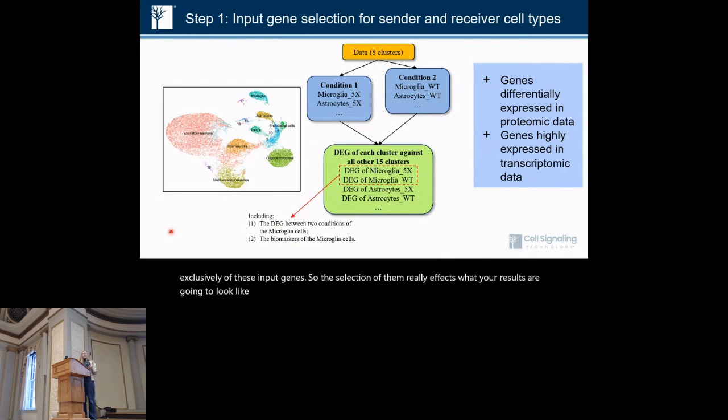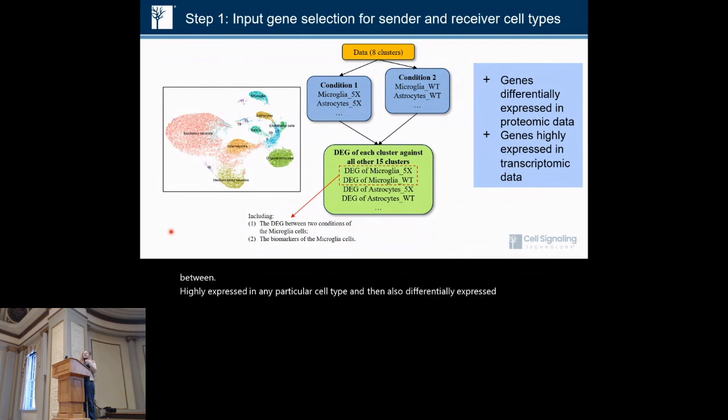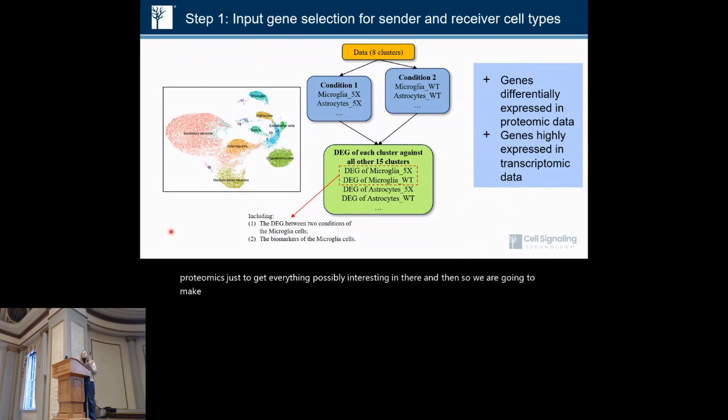The strategy for this right now is to look for input genes which are highly expressed, differentially expressed between conditions, differentially expressed between cell types, highly expressed in any particular cell type, and also differentially expressed in proteomics, just to get everything possibly interesting in there. Then we're going to make a list of possible paths from this input gene list combined with our database of known interactions, and then we'll score those.